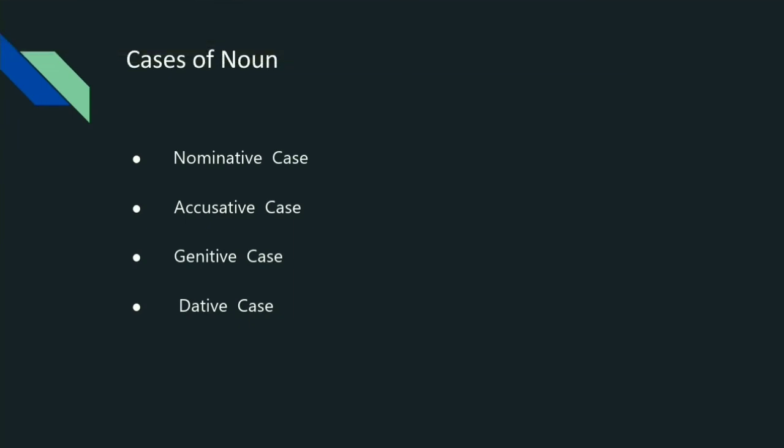So, my topic is the cases of noun. While talking about the cases of noun, there are four cases of noun and they are listed here. The first one is nominative case, and the second one is accusative case, and the third one is genitive case, and the fourth one is dative case. So let's discuss them one by one.